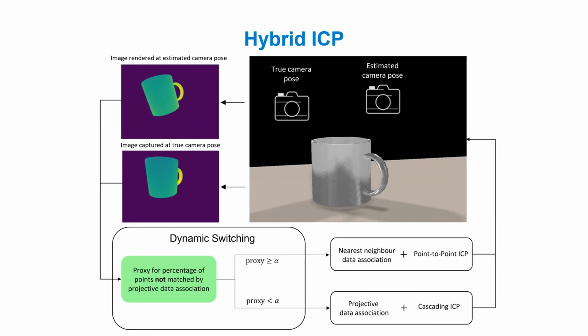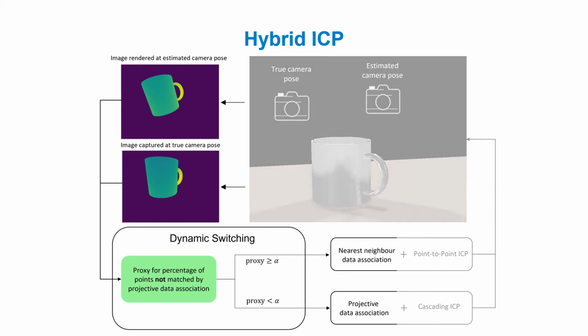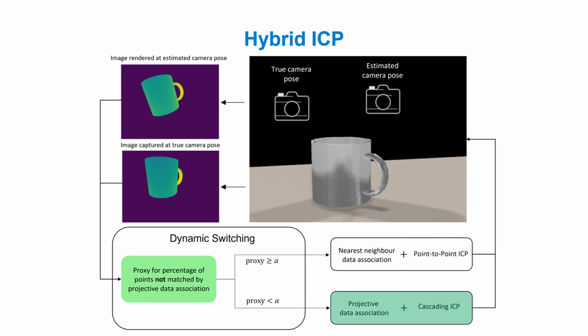We now introduce the full hybrid ICP that combines dynamic switching, cascading ICP and point-to-point ICP. Hybrid ICP is an iterative algorithm that encapsulates the generic ICP algorithm. During each iteration, dynamic switching is used to optimize the choice of the data association method. If projective data association is chosen, hybrid ICP aligns the two input point clouds with cascading ICP. Otherwise, it aligns the 2 point clouds with point-to-point ICP.